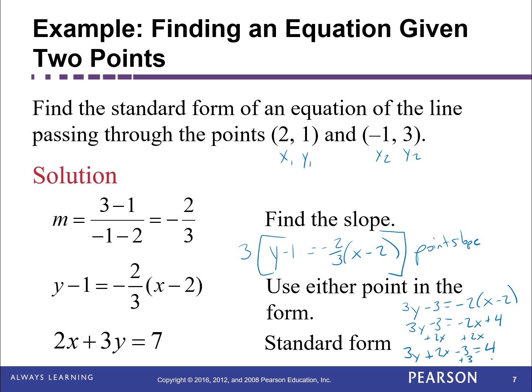I'm going to add the 3 over. That's where the 7 comes from. Running out of space here a little bit. I do want to order it appropriately with the x first. And that's where we get the 2x plus 3y equals 7, being our standard form.